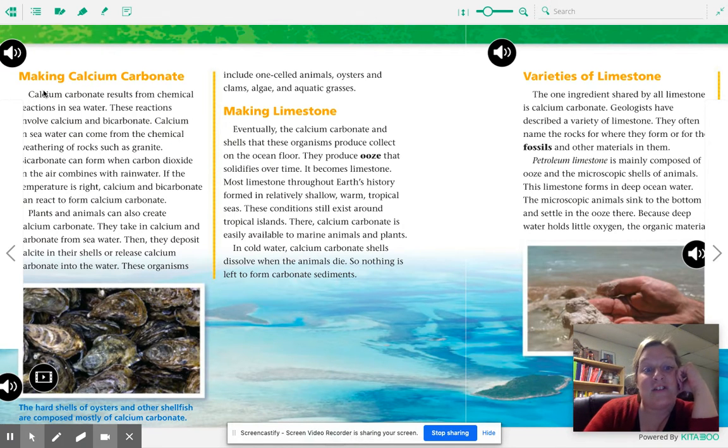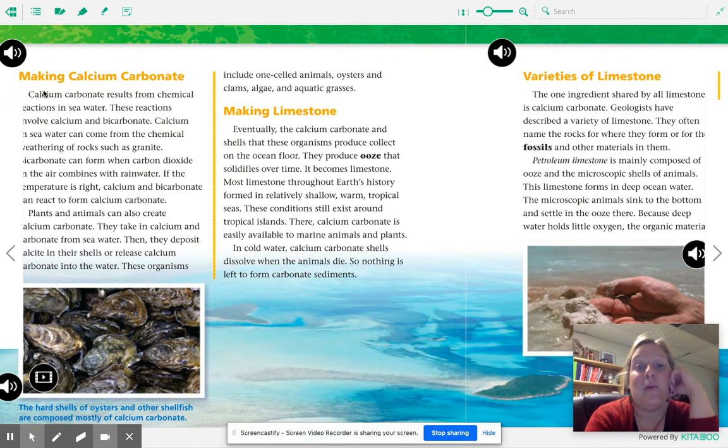Plants and animals can also create calcium carbonate. This is the living portion here. They take in the calcium and carbonate from the seawater, and then they deposit it. Ooh, deposition again. They deposit, they move it, and then they drop it off in their shells, or they release calcium carbonate into the water during their life functioning, and it's now in a new place.